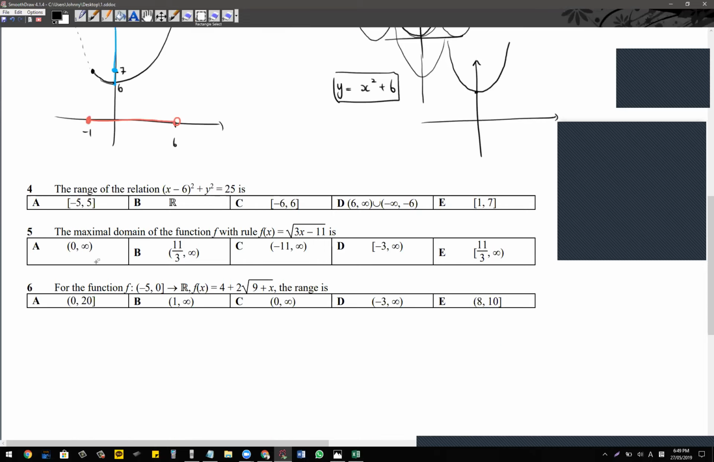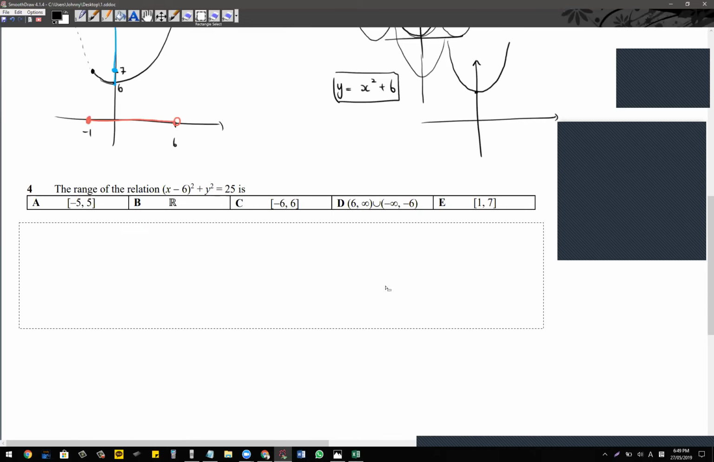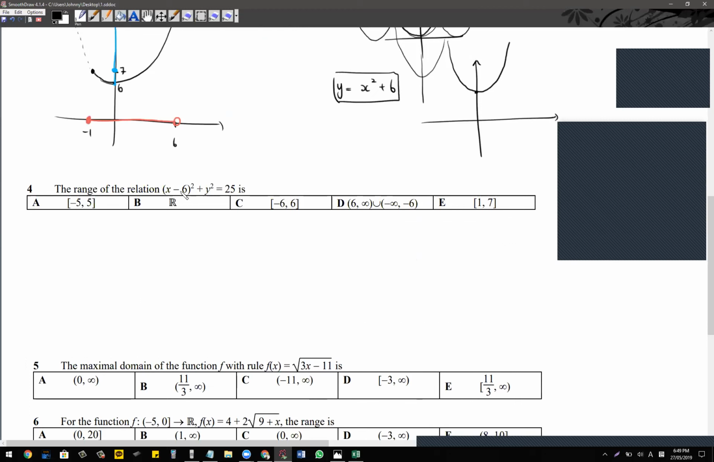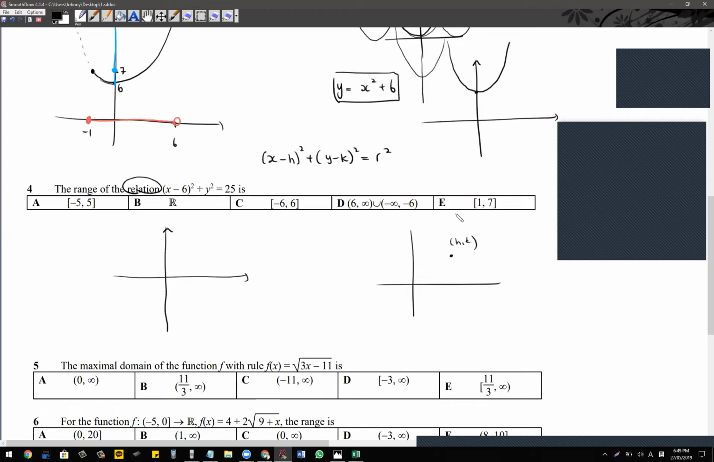Now we're gonna do 4. And I'll draw the graph for you. So this one is the equation of a circle, and that's a relation, isn't it? It's not a function anymore. And the equation of a circle is like this: (x minus h) squared plus (y minus k) squared equals r squared. So what that means is it's a circle with center (h, k), and it's got radius r.